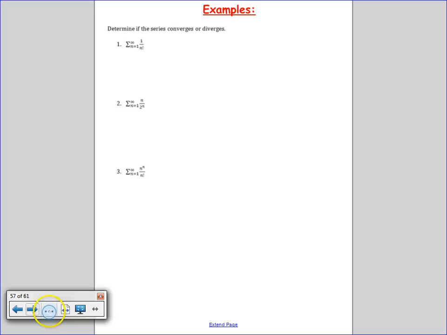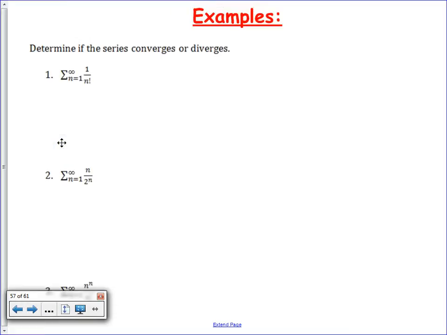Here we go. Now, before we might have done direct comparison, right? Direct comparison, compare it to what? 1 over n squared maybe? Yeah. But hold on. Which one is really nice for factorials? Ratio test.